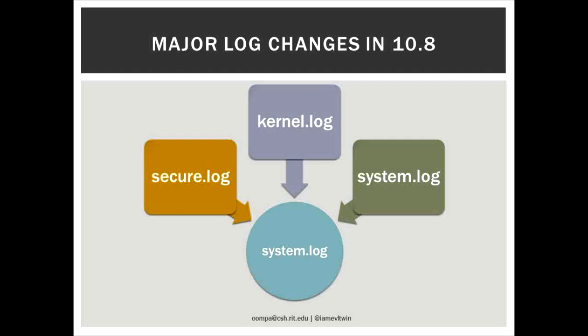So just to let you know, throughout the presentation I do have listings on what can be found in which log: secure log, system log, kernel log. But in 10.8, just assume that everything will be able to be seen in the system.log if I don't mention it explicitly.